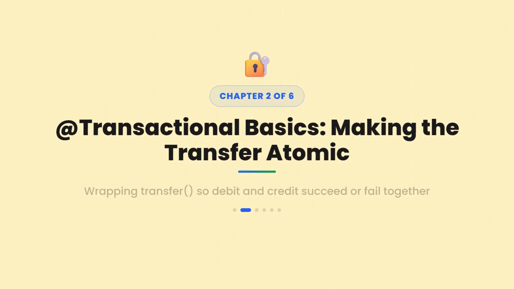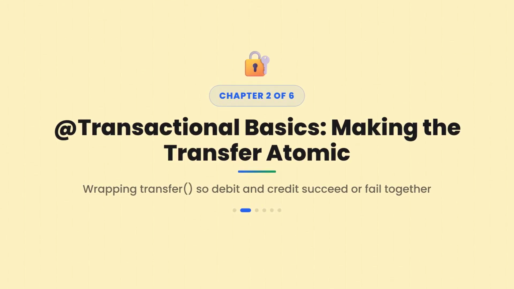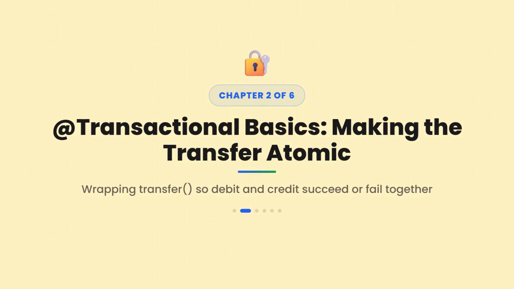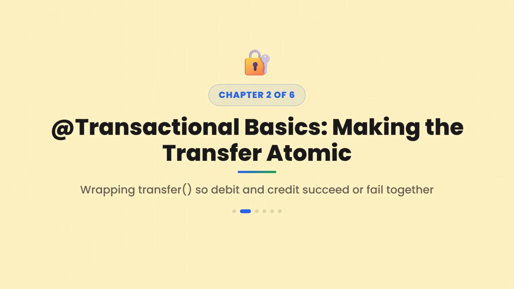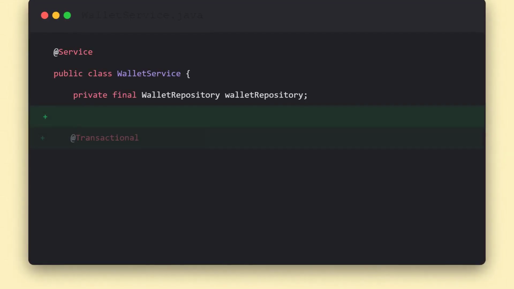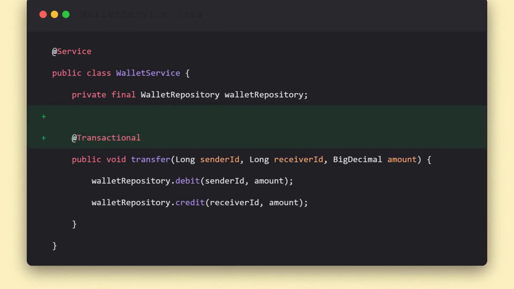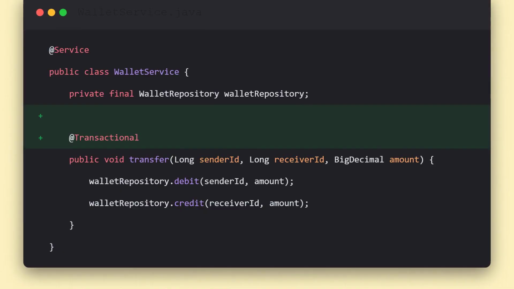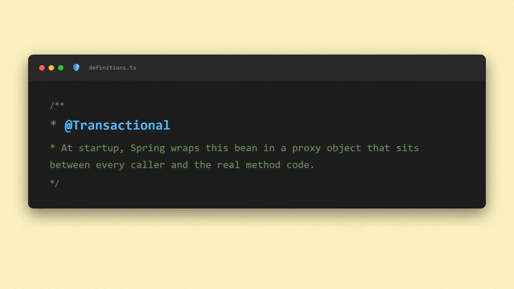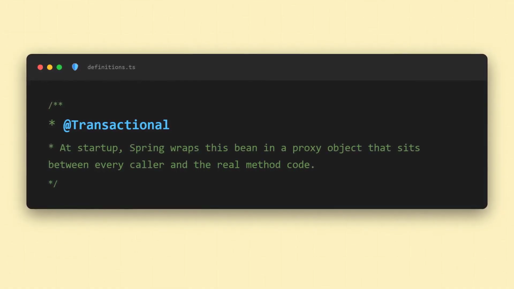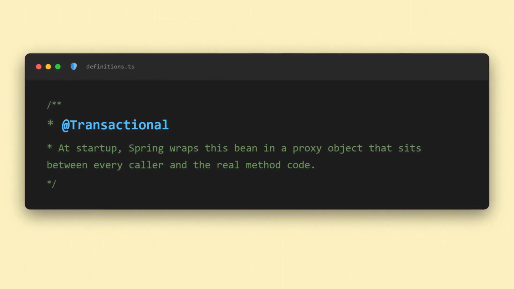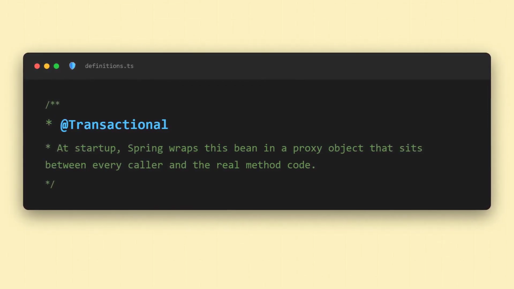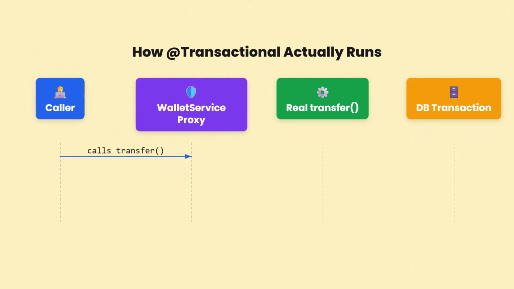Chapter 2. Transactional Basics. Let's fix the transfer method so it either completes entirely or doesn't happen at all. The fix is a single line. We add the @Transactional annotation directly above transfer, right where the method is declared. That annotation tells Spring, at startup, wrap WalletService in a proxy object that sits between callers and the real code. Every outside call to transfer hits this proxy first, never the real method directly.